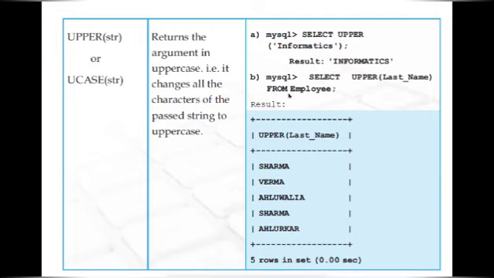What this query has done, it has converted all of them into capital letters. So in the second query, in the employee table, we are referring to the last name column. So select upper last name from employee. It has converted all the values in the last name column of the employee table into capital letters. In the next video, we are going to give the demonstration of upper and lower function.